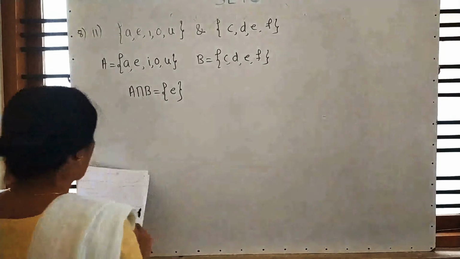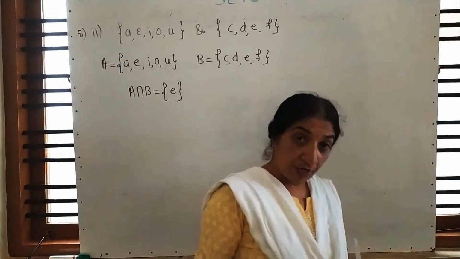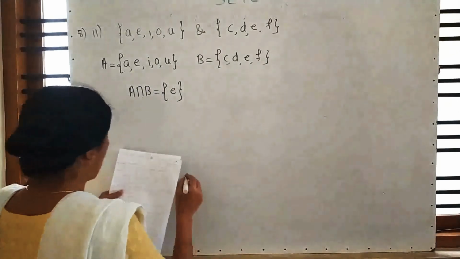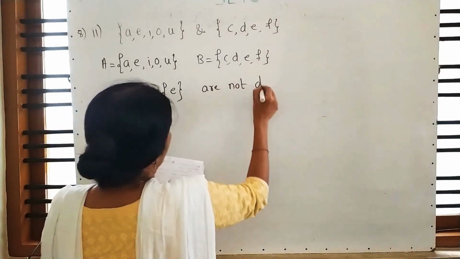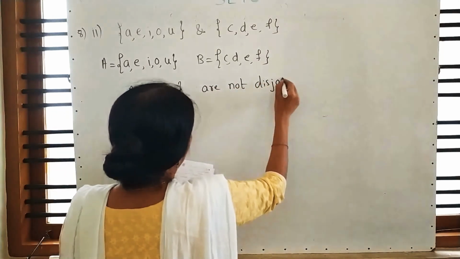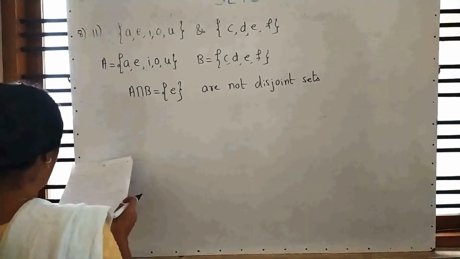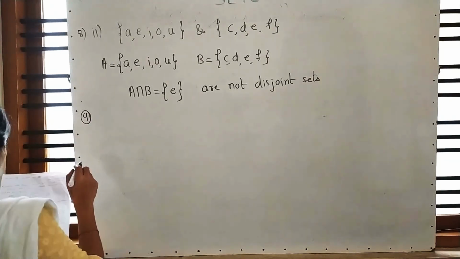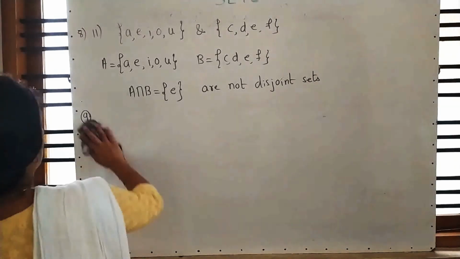E is common. If E is common, it means one element is common. But our definition tells there is no common element. If any one common element is there, they are not disjoint sets. I know that our students are intelligent, they already solved it. Next, the ninth one. In the ninth, 4 sets are given and we have to write the difference.